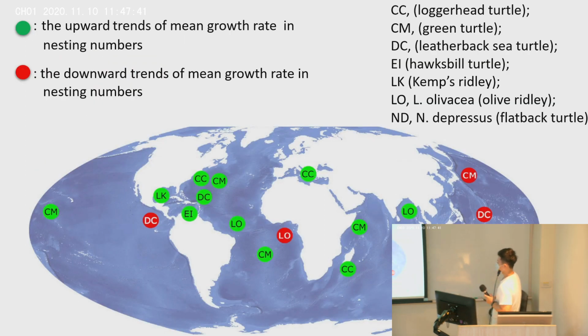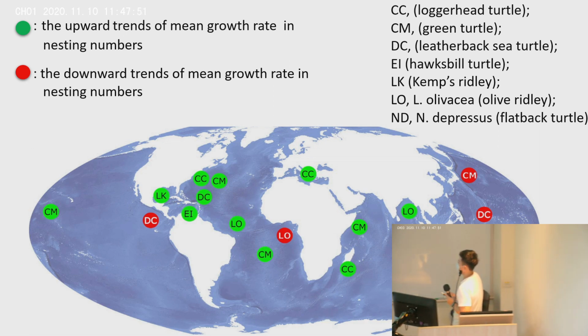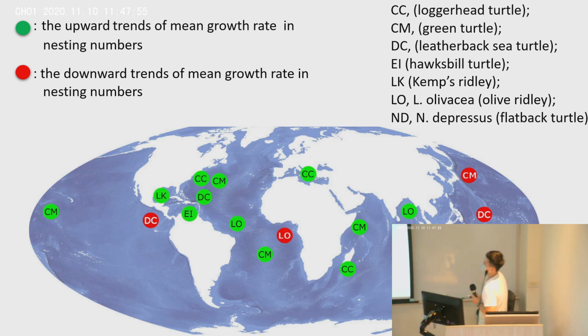And this figure tells, for each RMU, the upward or downward trend of their mean growth rate in nesting number. The green circle is the upward trend, and the downward trend is the red circle. And this is the turtle.